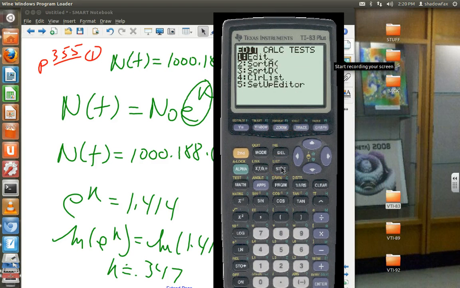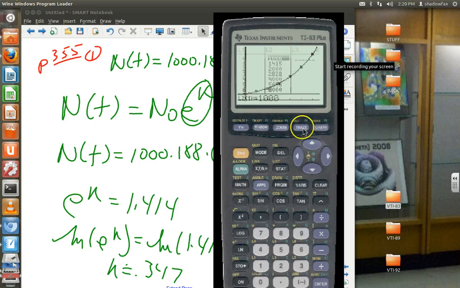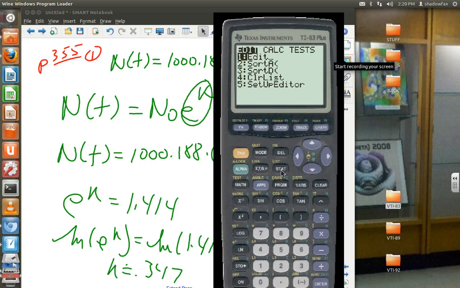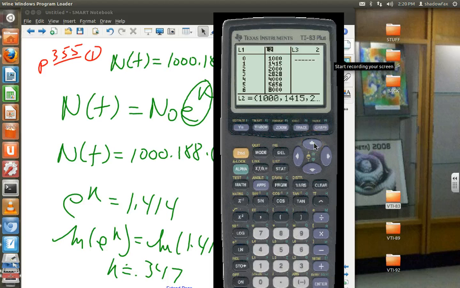So stat, edit, clear stuff. Stat, edit, clear stuff. Okay, good. And clear stuff. The lag is messing me up. Okay, so it's 5, 10, 15, 20, up to what? 35? Okay, so 20, 25, 30, 35.